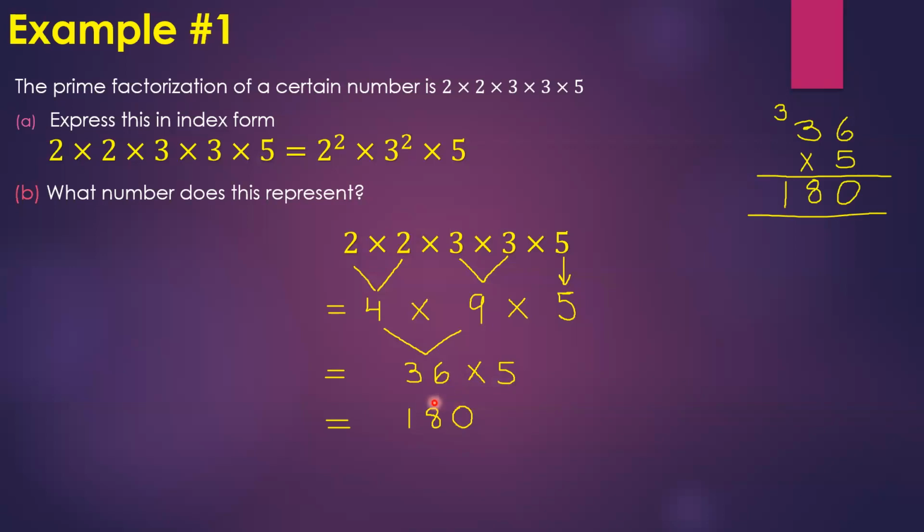Very good. Shah, can you explain how we got 180? We got 180 by multiplying 2 times 2, which gives you 4. And then we also did 3 times 3, which gives you 9. And then we brought down the 5. And then we multiplied 4 times 9, which is 36. And then we brought down the 5 again. And then we did 36 times 5, which would give you 180.